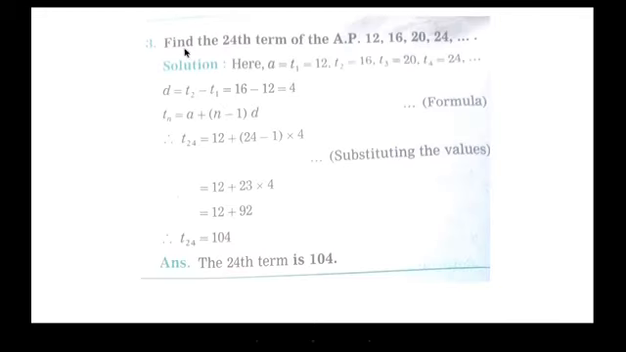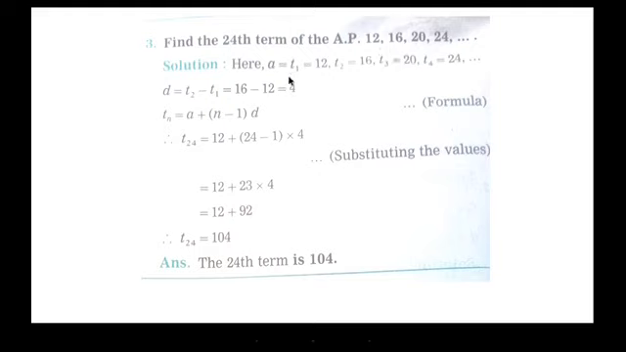Third one, find the 24th term of the AP 12, 16, 20, 24 and so on. Here it is already given that it is an AP. So we did not find the common difference for all the terms. Since it is an AP, the difference will be the same between any two consecutive numbers, so we can just find D using any two values.